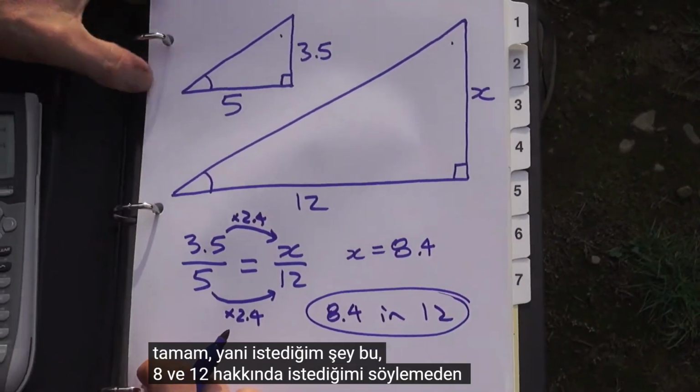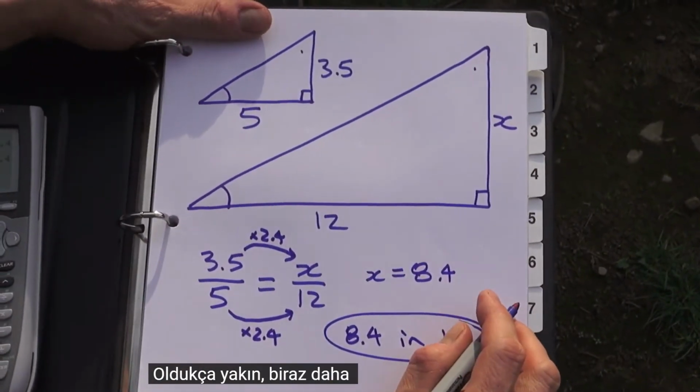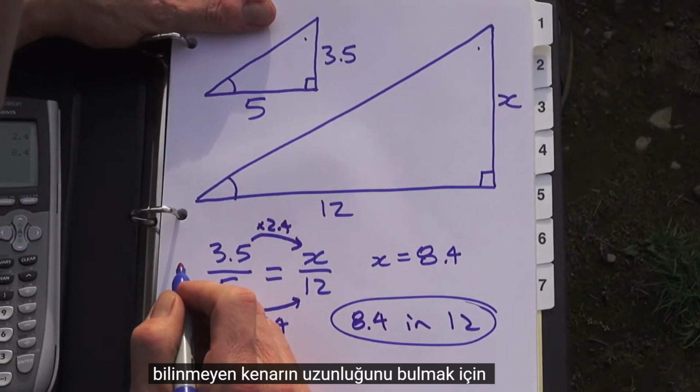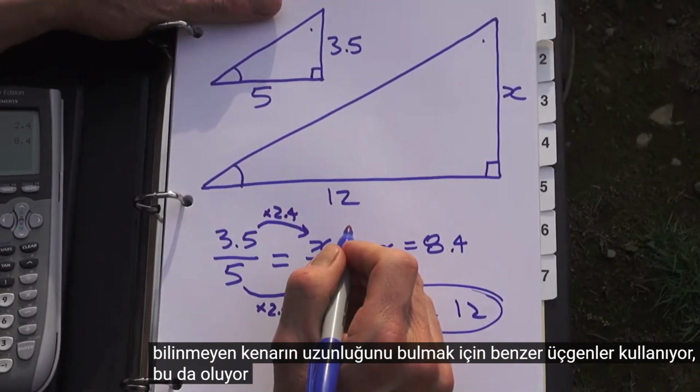All right, so that's about what I wanted before. I said I wanted it about 8 in 12. It's pretty close, a little bit more. All right. That's using similar triangles to find the length of that unknown side, which happens to be the rise of the roof pitch.